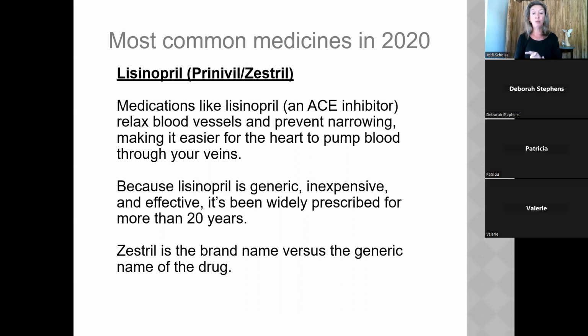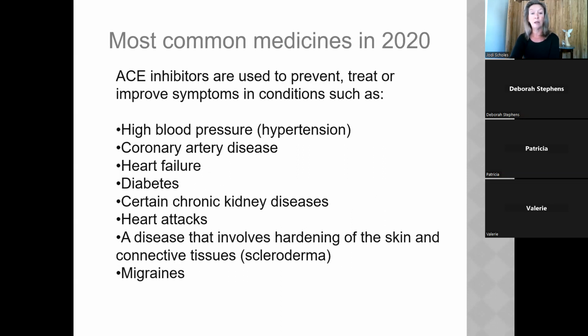So Lisinopril is generic and it's inexpensive. It's been prescribed for over 20 years. And as I showed you, Zestril is one of the brand names. ACE inhibitors are also prescribed for other reasons, not just hypertension and high blood pressure, but for you and me, hypertension, high blood pressure.